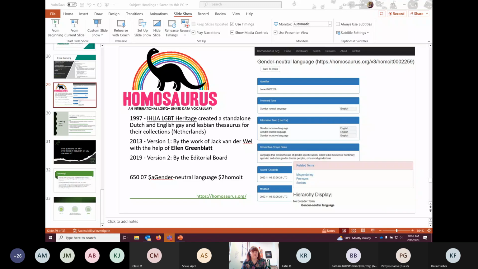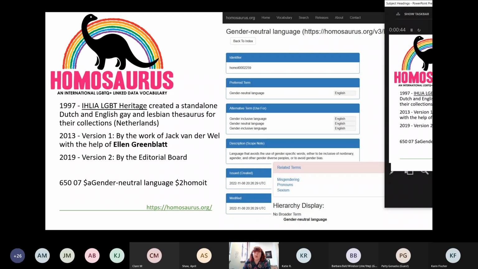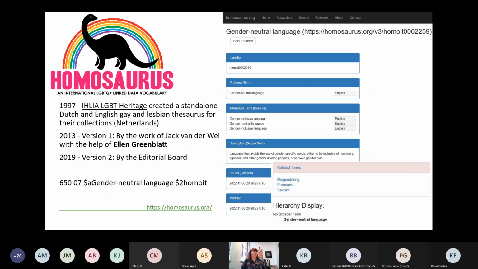So we're going to talk a little bit about some non-Library of Congress subject headings for a little bit here. So we have the Homosaurus, which is for LGBTQ plus vocabulary. It was first created in 1997 as a specific Dutch and English gay and lesbian thesaurus for their collections in the Netherlands. A specific library and archive in the Netherlands came up with this thesaurus. But then in 2013, Jack van der Wel and Ellen Greenblatt, who we talked a little bit about earlier, revised it. And that created kind of version one of the Homosaurus. And version two came out in 2019, which was edited by a whole board of people.